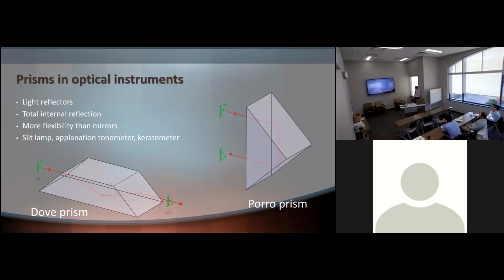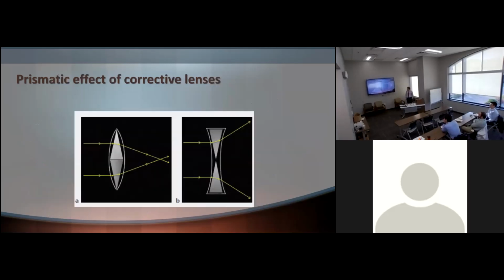Okay. Other clinical application, prisms are present in almost every single instrument in ophthalmology, including ophthalmoscopes, slit lamps, making use of the concept of total internal reflection. We have Porro prisms and Dove prisms, whatever type is used in instrumentation. We started the story by speaking about prismatic effect of lenses, and we just got directed into the prisms itself.